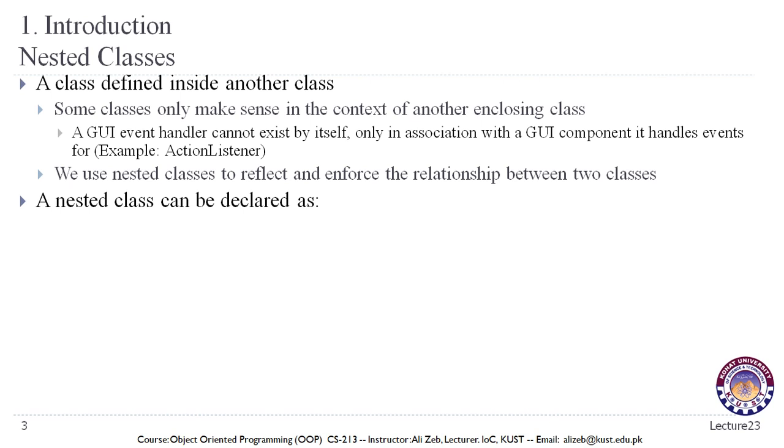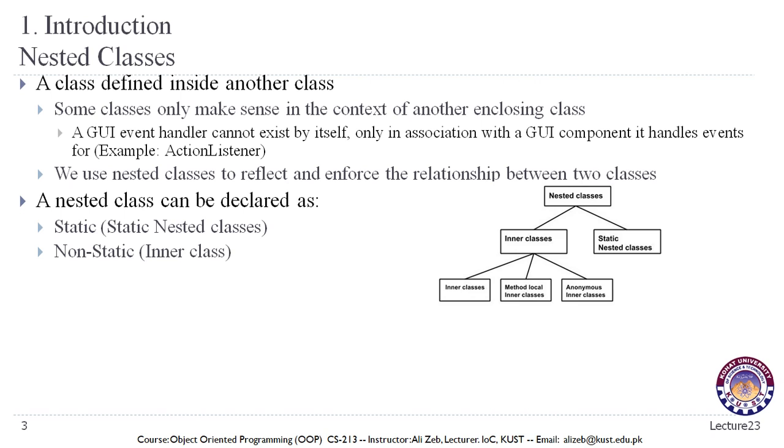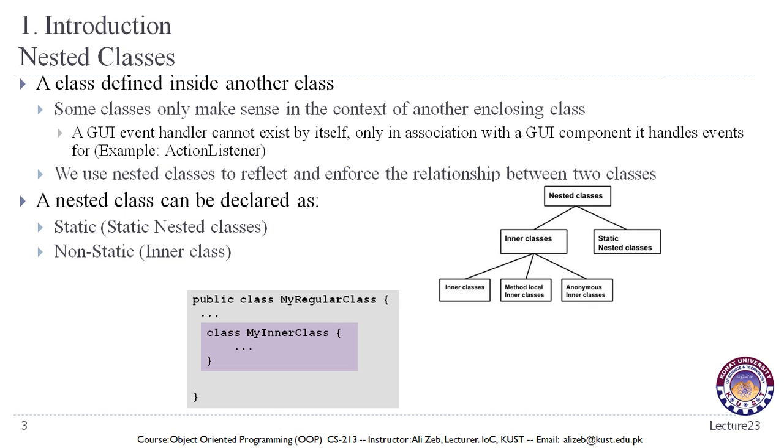A nested class can be declared as static, called static nested classes, or non-static, called inner classes. So these are the examples of nested classes: inner classes and static nested classes. The inner classes have further types: member inner classes, method local inner classes, and anonymous inner classes.